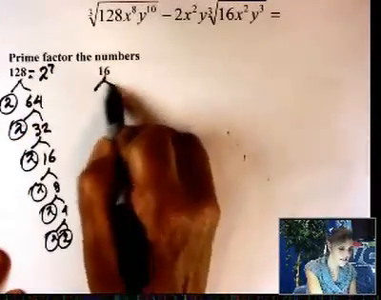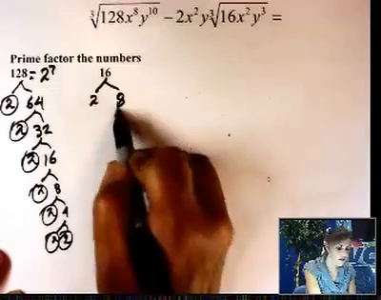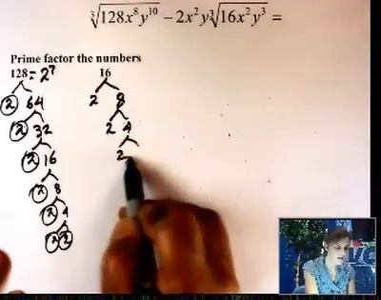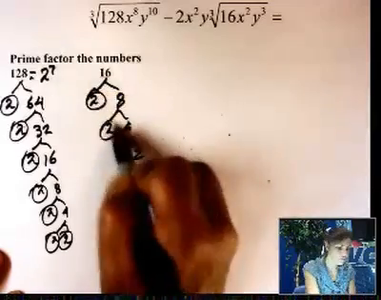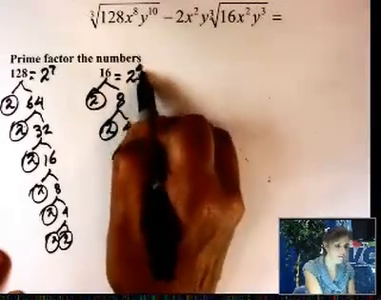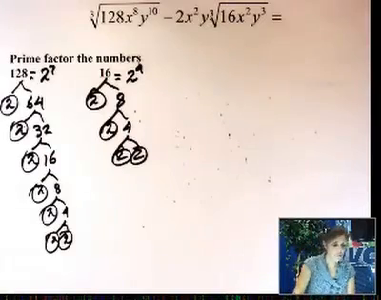How about 16? 2 times 8. 2 times 4. 2 times 4 is 8. 2, 2. You have 2, 2, 2, 2. There are 4 of them. So this is 2 to the 4th. Okay. Now let's write all this out.